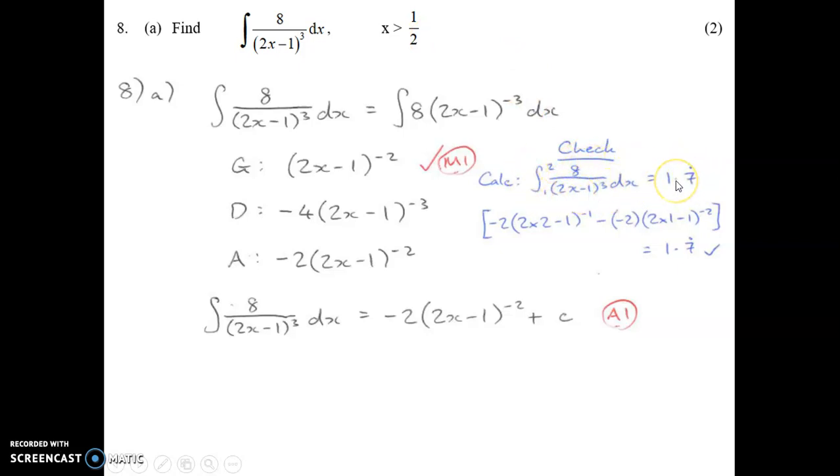Comes out to be 1.7 recurring. I can then use my answer here, and I can substitute in the 2 and work it out, substitute in the 1, work it out, and find the difference of those, which does indeed come out to be 1.7 recurring as well. So it suggests that those two things are the same.